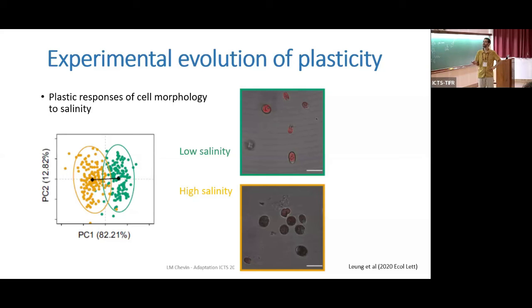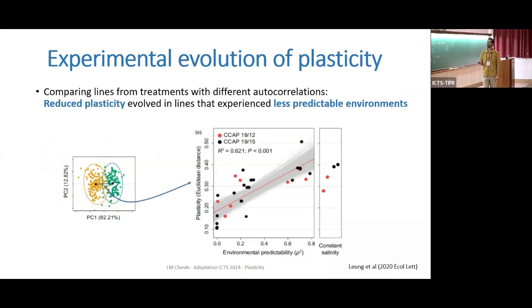And you can take all these traits and just take this Euclidean distance here, which is how much overall they change across salinities. And when we do that for all these lines that we had, and we plot this against the predictability of the environment, which is a squared autocorrelation, which is how well the one environment predicts the next, basically, we got this kind of clear relationship.